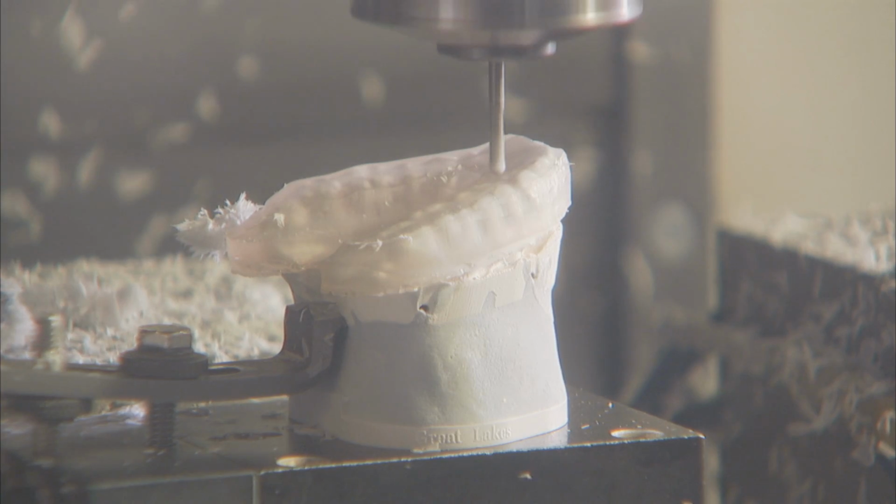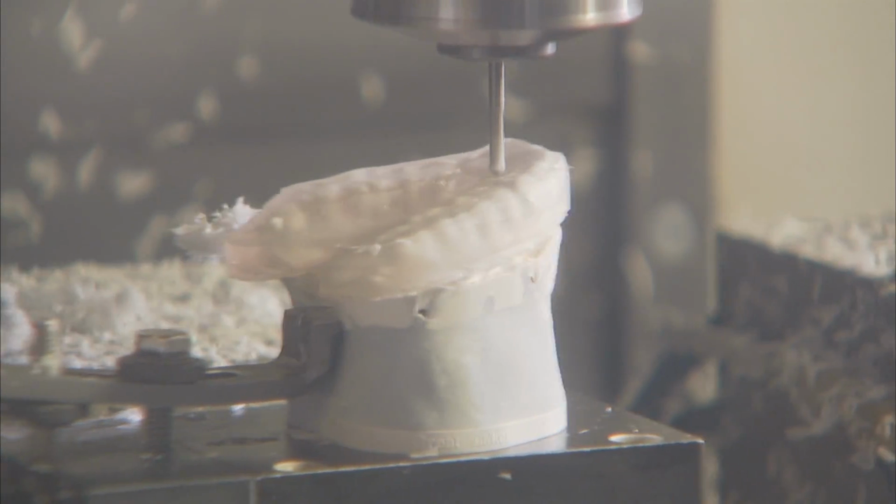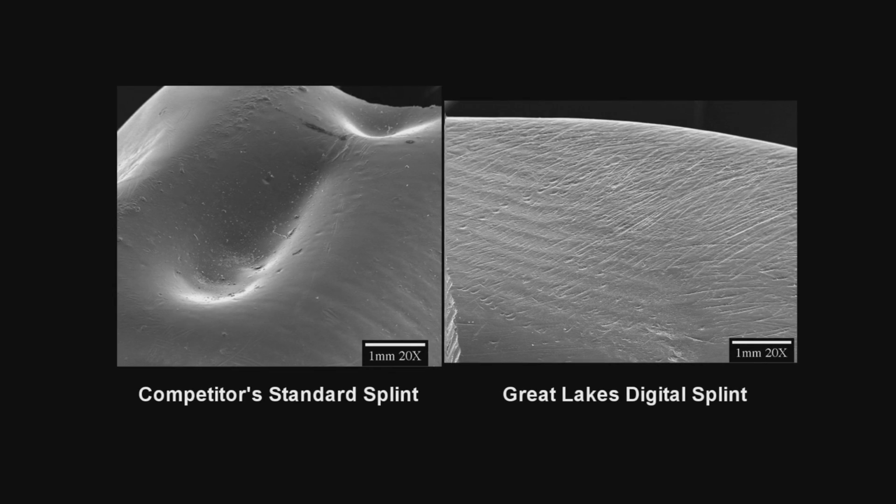The result is the most accurate splint available anywhere. One feature of this accuracy is the smooth occlusal surface of the Great Lakes digital splints. As illustrated in these micrographs, other standard splints can have divots that lock in the cusp tips of the opposing arch. This causes muscles to fire and can trigger the very symptoms you are intending to treat. The photo on the right shows the smooth surface of a Great Lakes digital splint. There are no interferences as the patient moves in any direction.